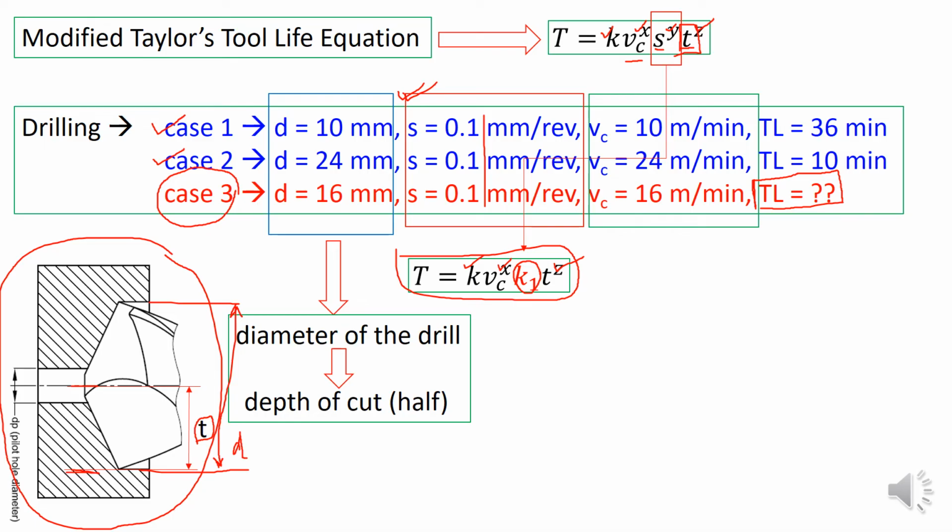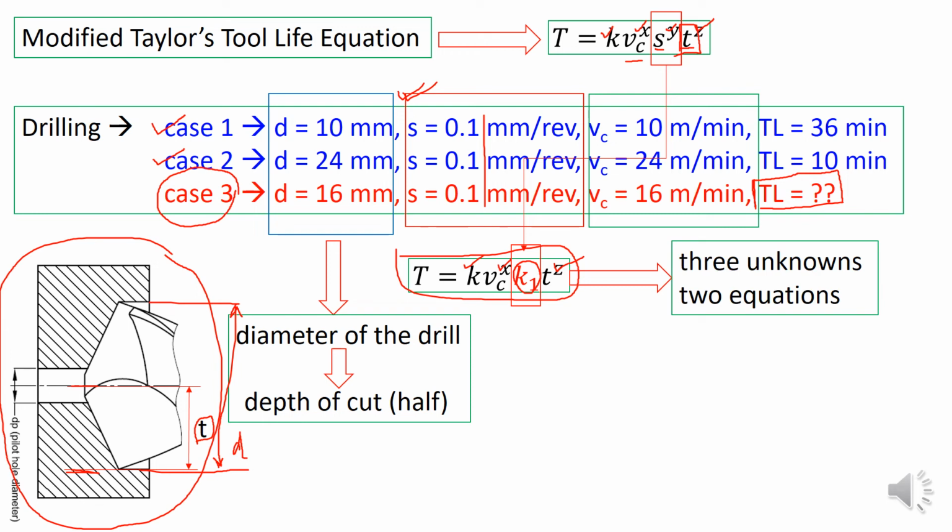Now the question is, can you solve it? Let us see. You have 3 unknowns, k, x and z, but you have only 2 equations. This is one data set, this is another data set. So currently you cannot solve this particular problem even using modified Taylor's tool life equation. So have we spent this particular time not in a very fruitful manner? Not exactly. Whenever we are discussing solved problems, the video ends with the solution. Today the video would not end with the solution.